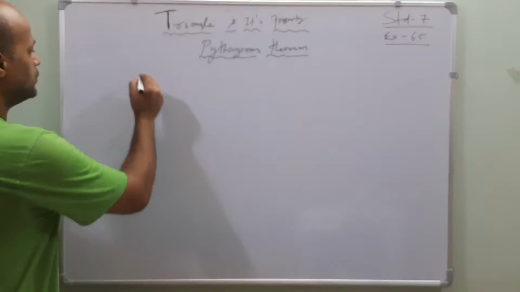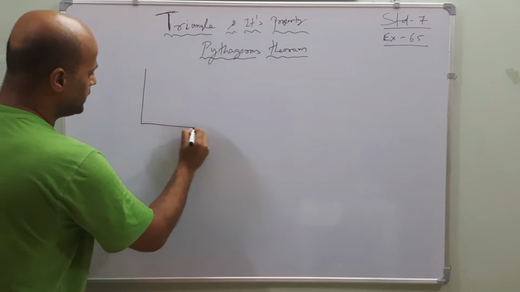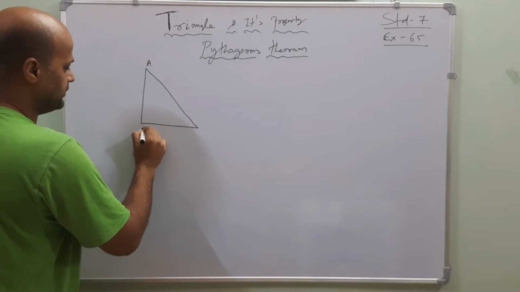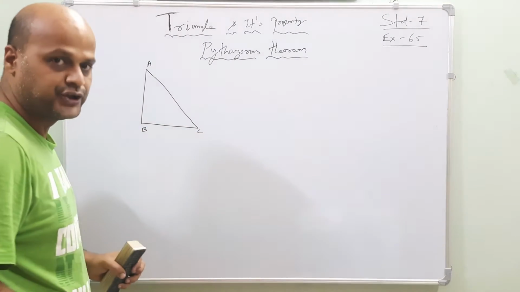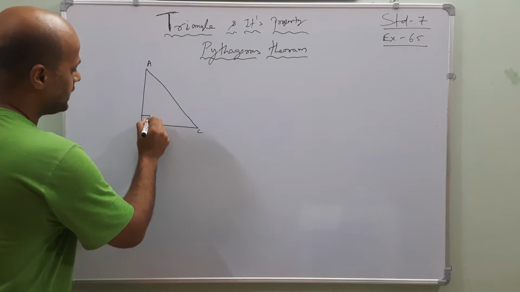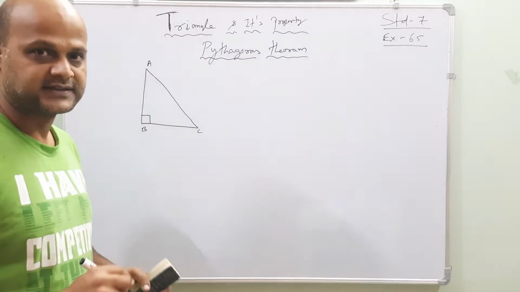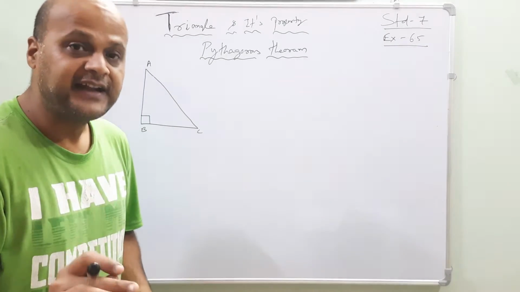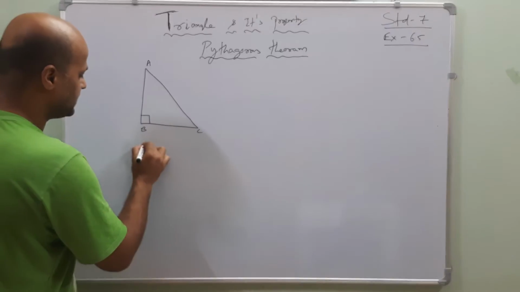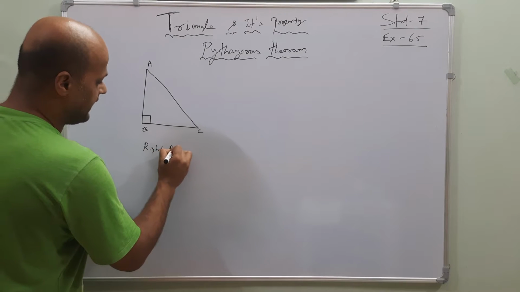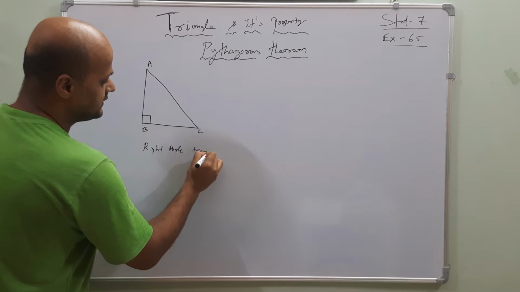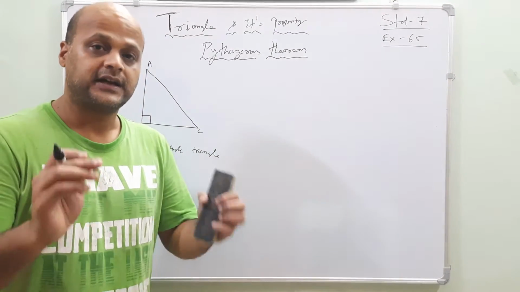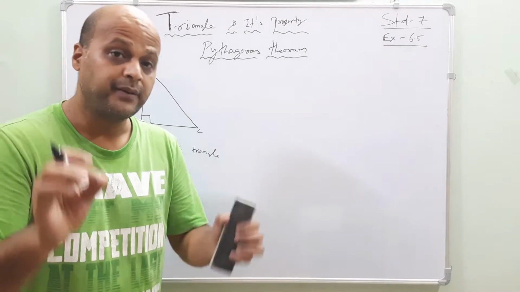Let's go for it. We know that a triangle has three sides, A, B and C, yes or no? We know that if a triangle has one angle of 90 degrees, which triangle is it? Yes, very good. It is a right angle triangle. Yes or no? In a right angle triangle, there are some names for the sides.